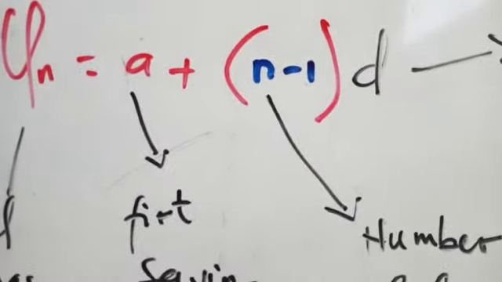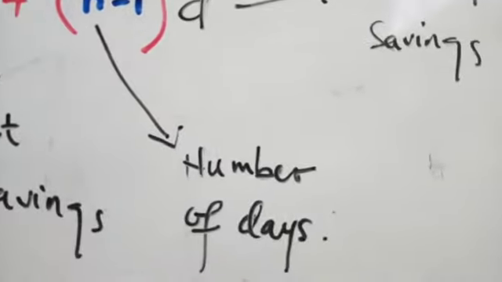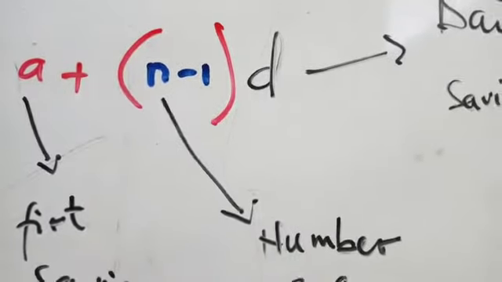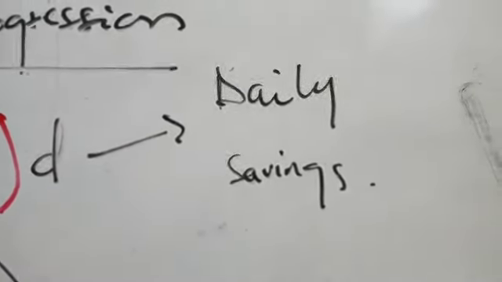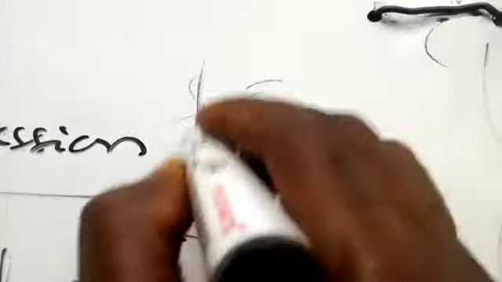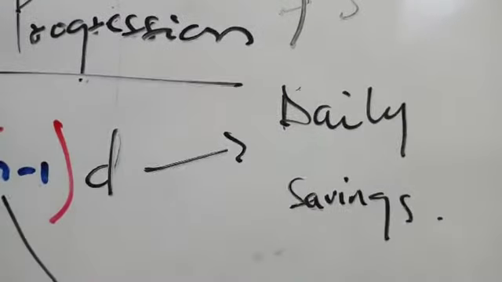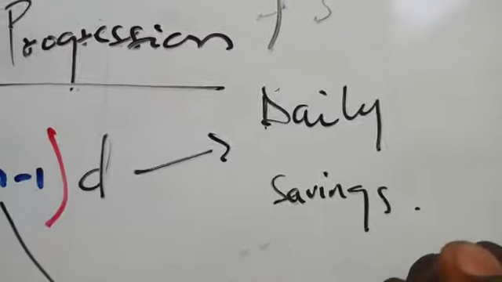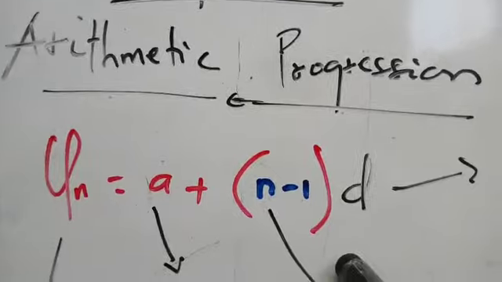The amount that you save the first time, plus n minus 1, where n is the number of days you are going to spend saving up the total amount of money you need. And then D here stands for a constant daily savings. What I mean by constant is that if you save $5 per day, you must keep on saving $5 every day. There's no change in that value. So D is the constant of daily savings. This is what we call an arithmetic progression, or a linear sequence.